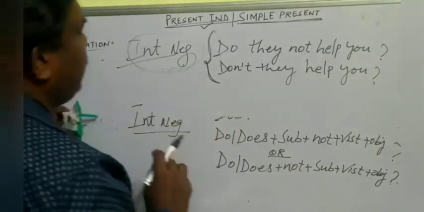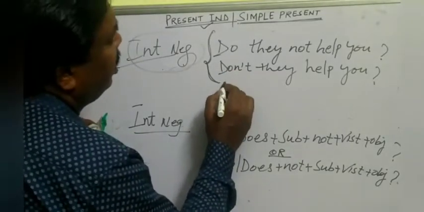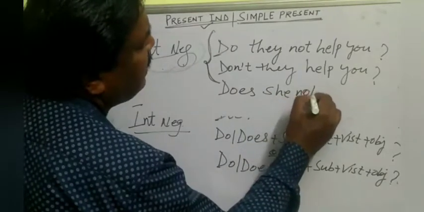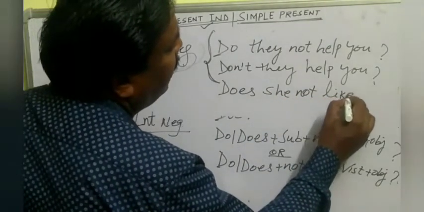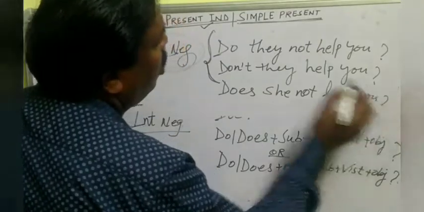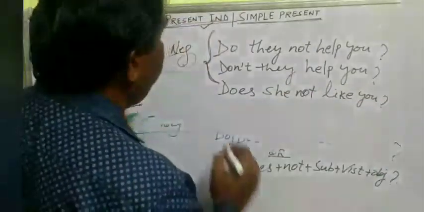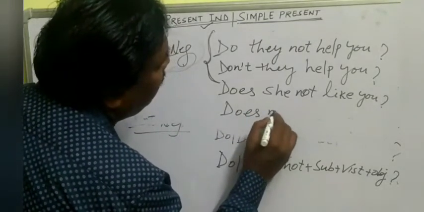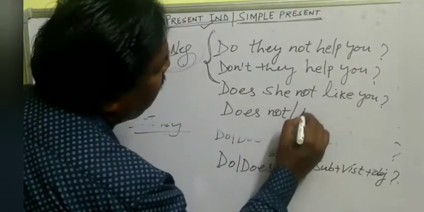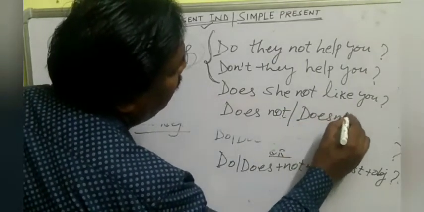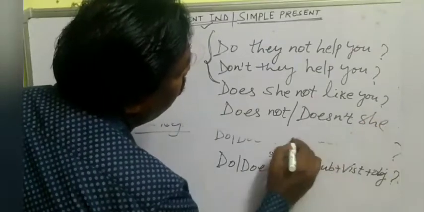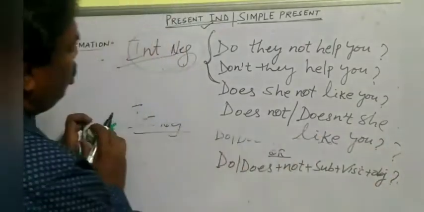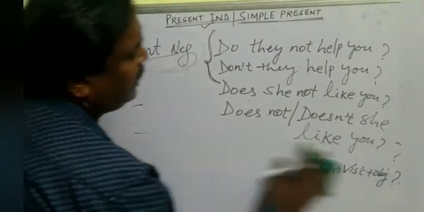Okay. Next, one example of does. Does she not like you? Does she not like you? Or we can write, doesn't she like you? Doesn't. Okay, does not. Or you can write doesn't. Doesn't she like you? Okay, both the ways we can write the sentences.